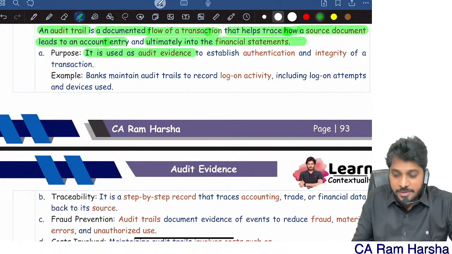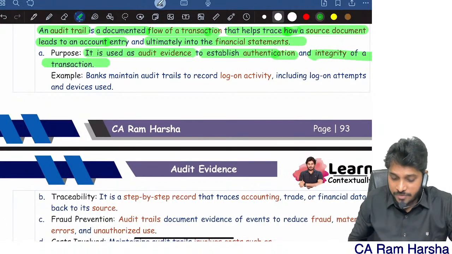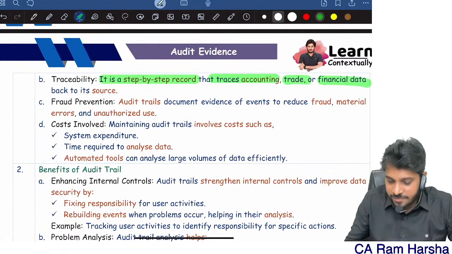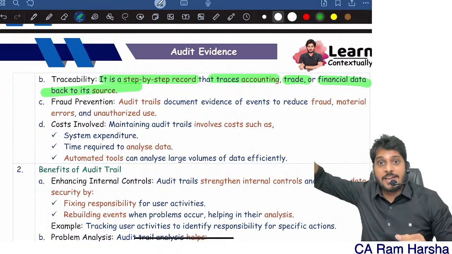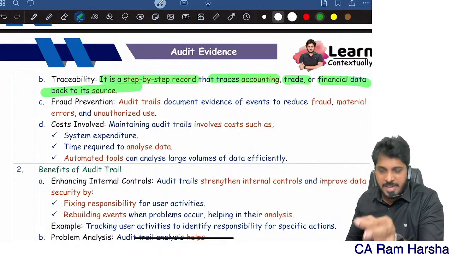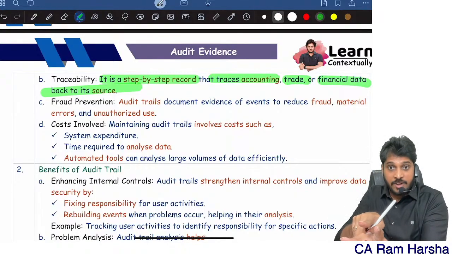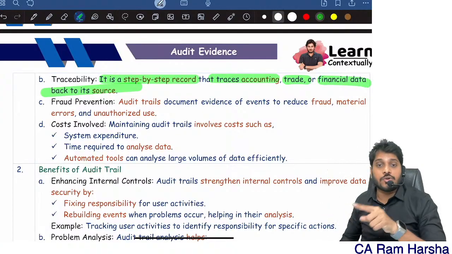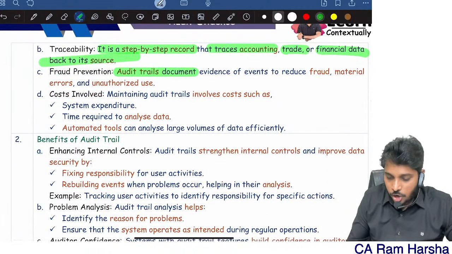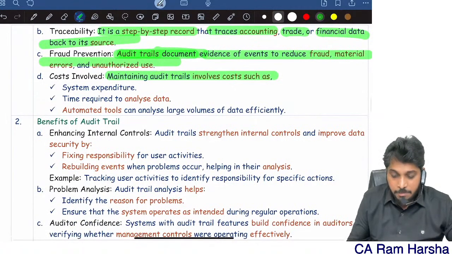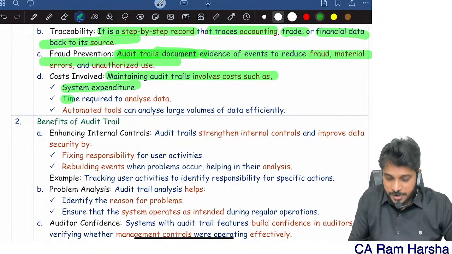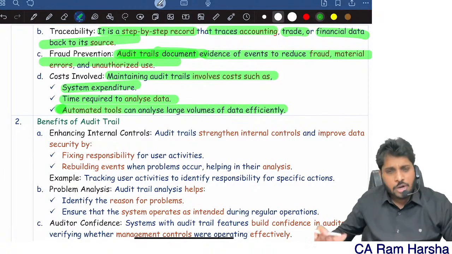An audit trail is used as audit evidence to establish the authenticity and integrity of a transaction. It is a step-by-step record where we can trace accounting and financial data to its source. Today purchases are reflected in the P&L account with this much value, but before it is reflected here, it is reflected in so many places where it originally started. So I am tracing back to its source. That's called an audit trail. Audit trails document evidence of events to reduce frauds, but maintaining an audit trail has a very high storage and database cost, system expenditure, and time is required to analyze the data; some automated tools will be there.